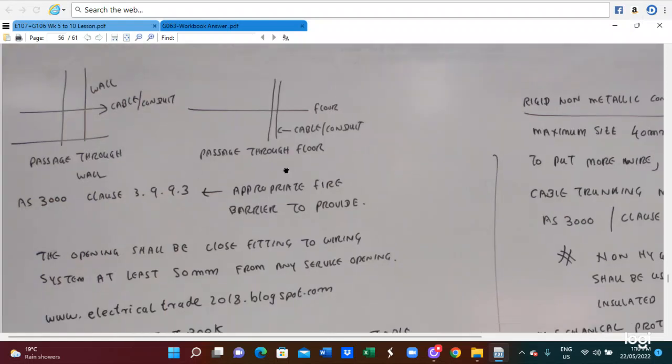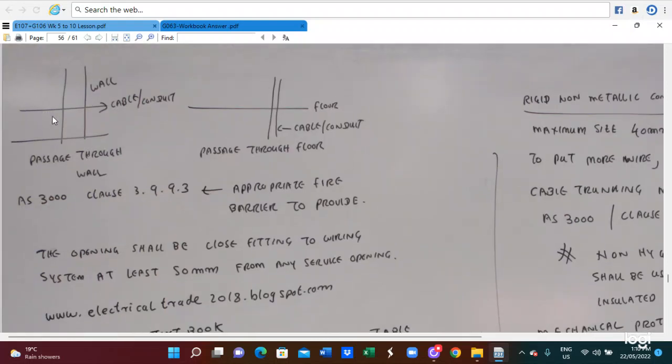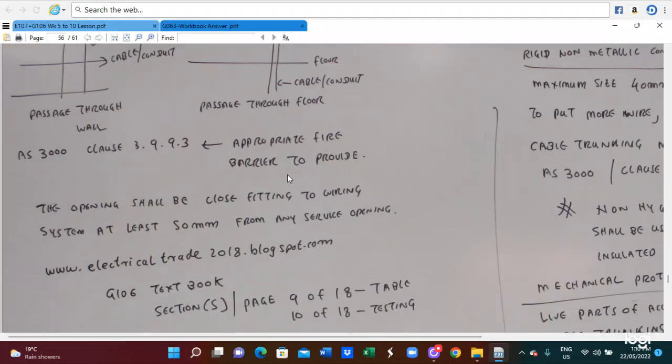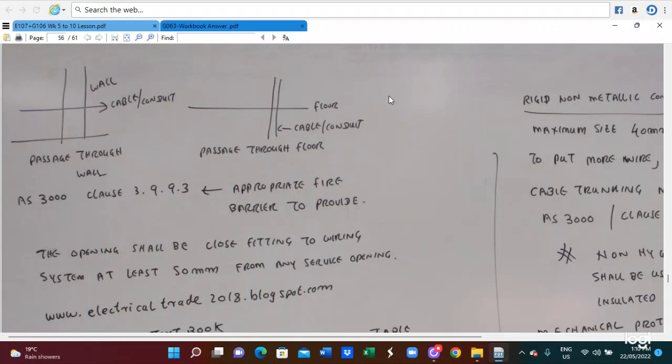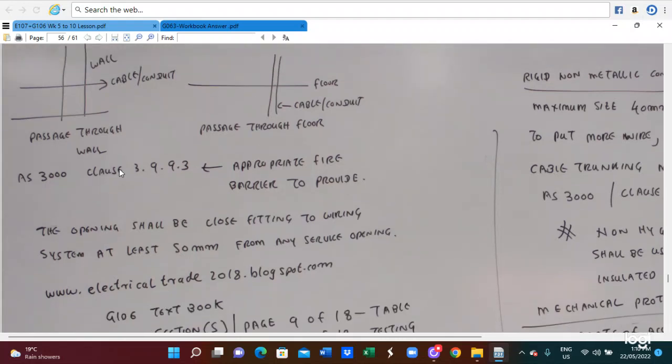So this is for the cable and the conduit, where the cable is passing through the wall and floor. In this case, this is passing through the wall, this is passing through the floor. If you want to pass the cable through the wall and the floor, we have to follow the ESD of the standard.